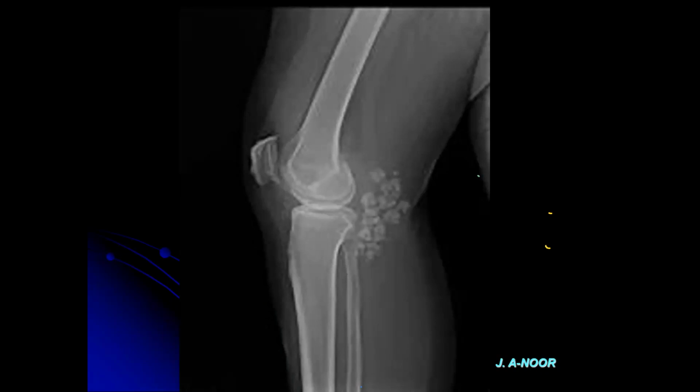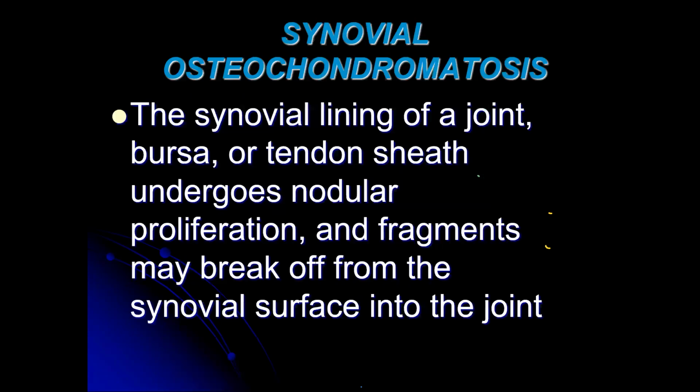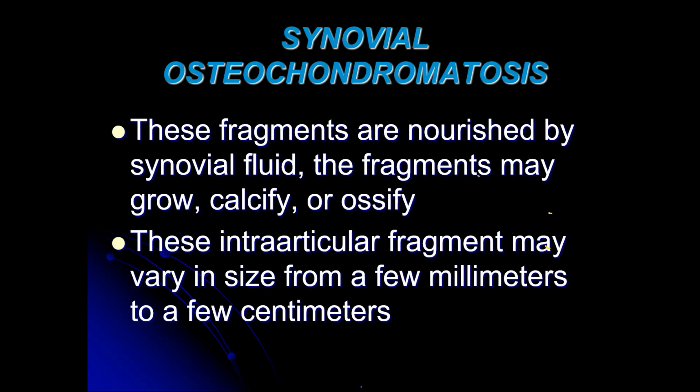They separate and have cartilage in them due to the change from synovial tissue to cartilage, and some are even ossified. The synovial lining of a joint, bursa, or tendon sheath undergoes nodular proliferation, and fragments may break off from the synovial surface into the joint. These fragments are nourished by synovial fluid. The fragments may grow, they may calcify, or ossify. These intra-articular fragments may vary in size from a few millimeters to a few centimeters.